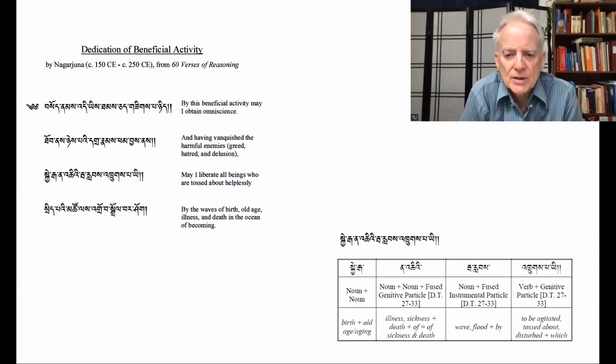Okay, so now we're going to look at line 3. We're discussing the dedication of beneficial activity prayer, and we've just completed looking at part A, comprised of lines 1 and 2, and now we move to part B, which starts off with line 3. So as usual, we'll begin by spelling line 3.